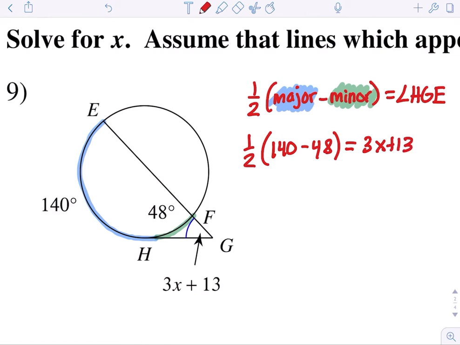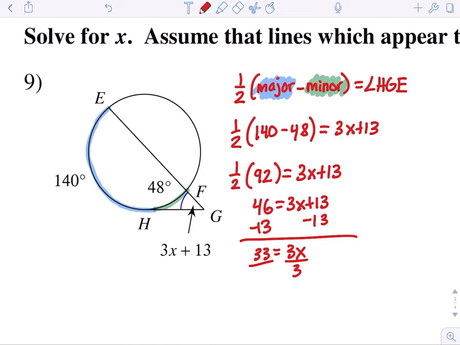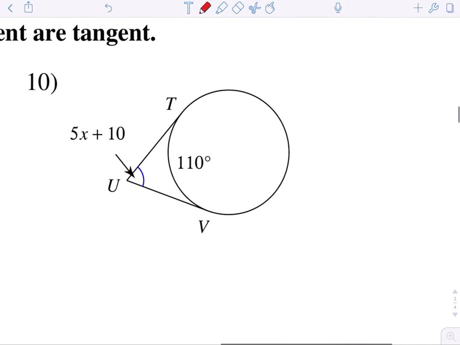Okay, so 1/2. 140 minus 48 is 92, equal to 3x plus 13. Half of 92 is 46, equals 3x plus 13. I'm going to subtract 13 from both sides to get 33 is equal to 3x. Divide both sides by 3, and you guys are going to get 11 is equal to x, so 11 degrees.